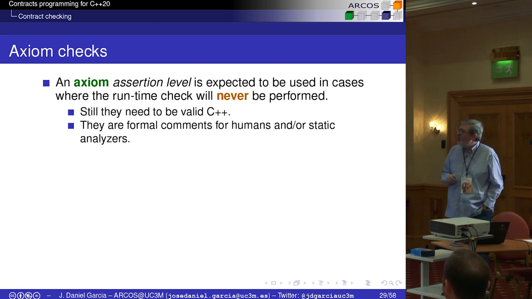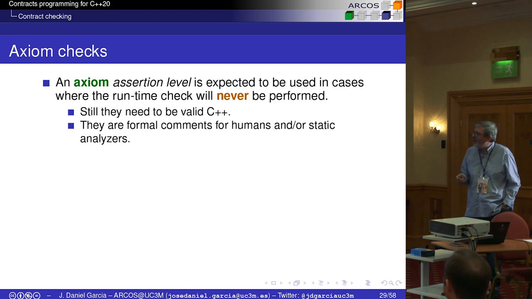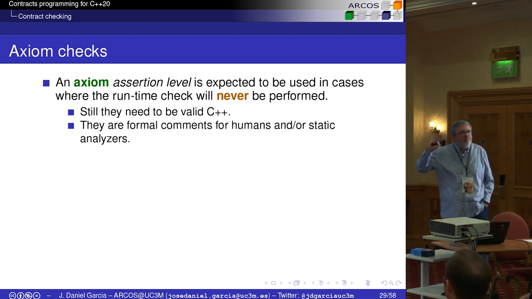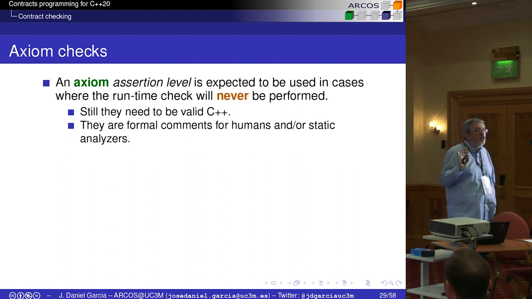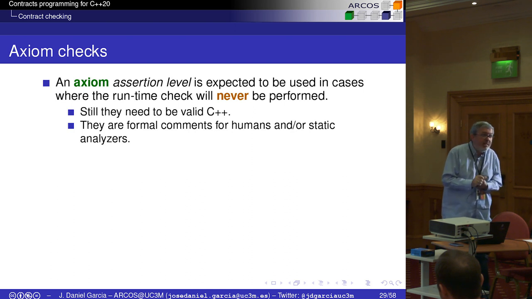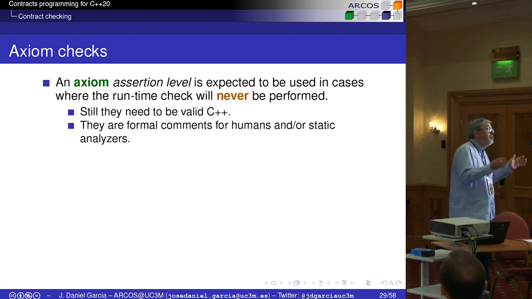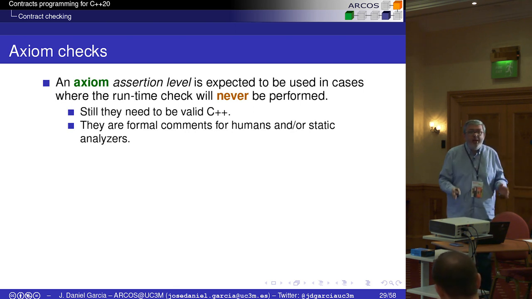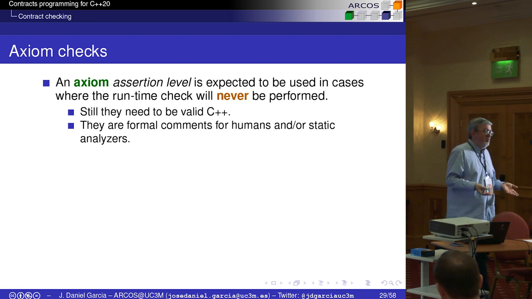And second, and probably more important, this is not going to generate code for checking, but still this is information that I am giving to a static analyzer, and this is even information that I am giving to the compiler and that the compiler can use to reason about my code and eventually perform optimizations.